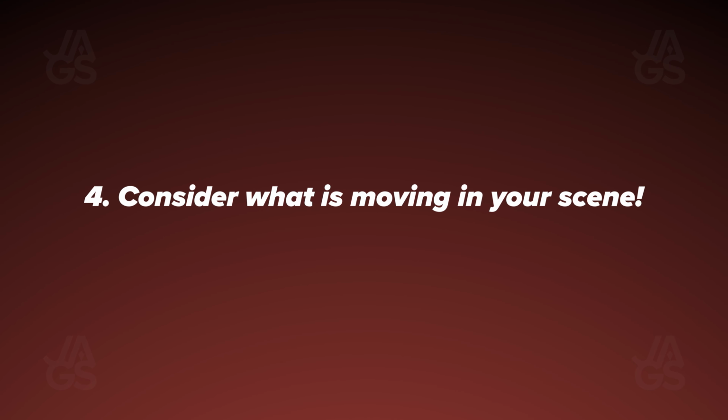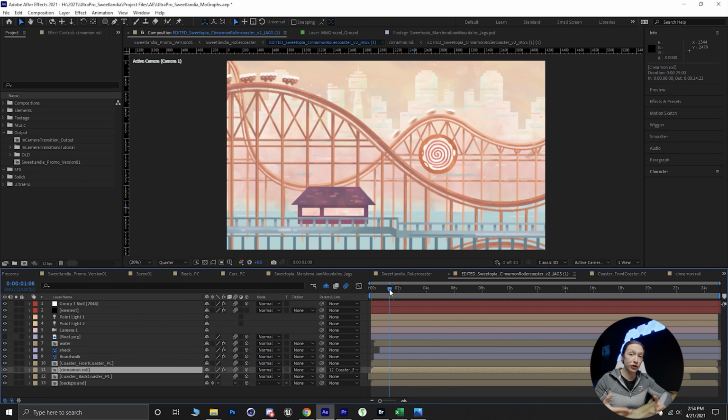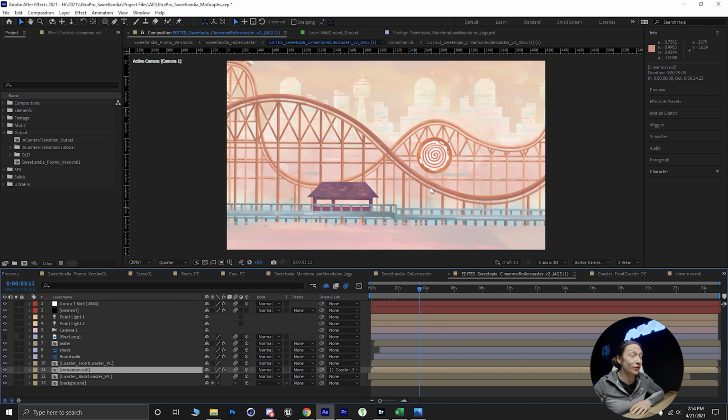All right, tip number 4, think about whatever's moving in your scene. If you have something moving in your illustration, in the composition, make sure you isolate that. And the biggest demo I can show here is the cinnamon roll from the roller coaster scene in this promo. So if you look very closely, that cinnamon roll is actually spinning.